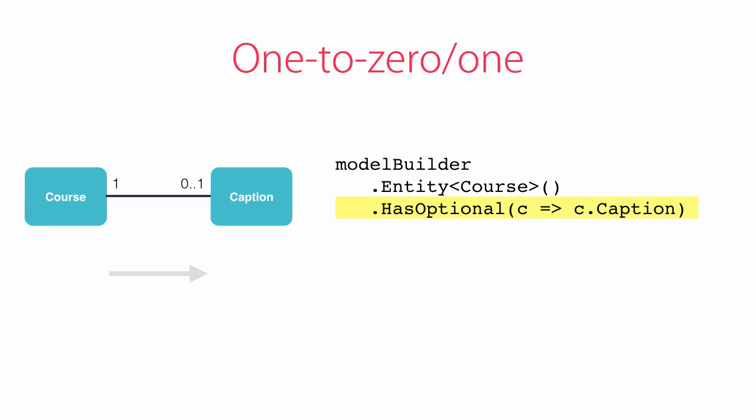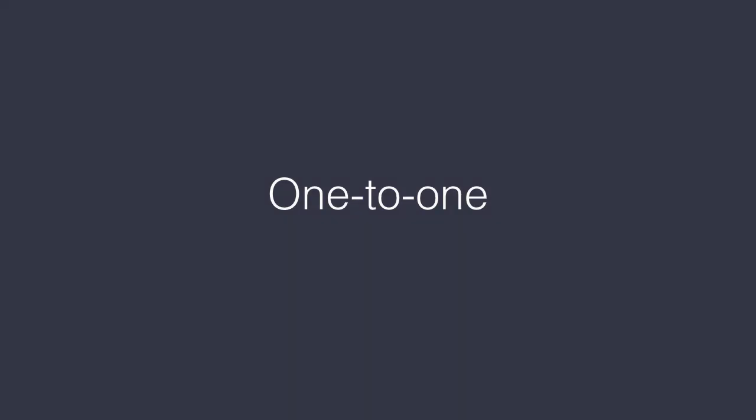Now the other direction. A caption has one course. So we call the WithRequired method. So what I want you to take away here is that you start with one of the Has methods, like HasMany, HasRequired, HasOptional, and then you call one of the With methods: WithMany, WithRequired, WithOptional. As simple as that. The only tricky one is one-to-one relationships, but I'm going to make it really easy for you.